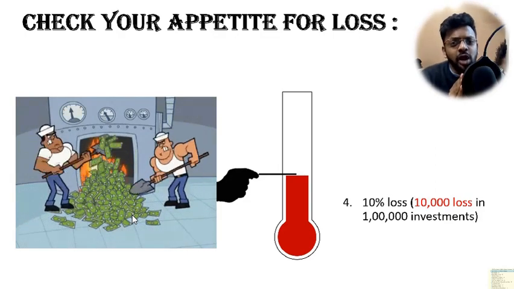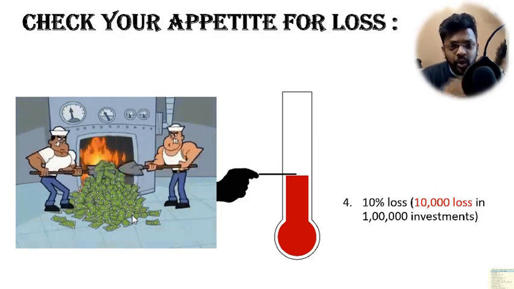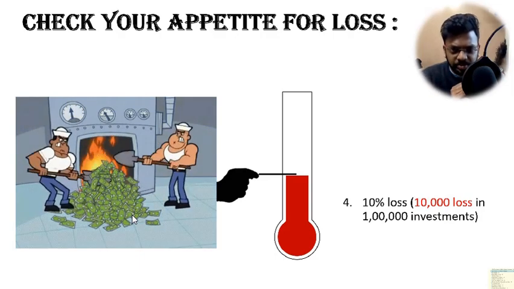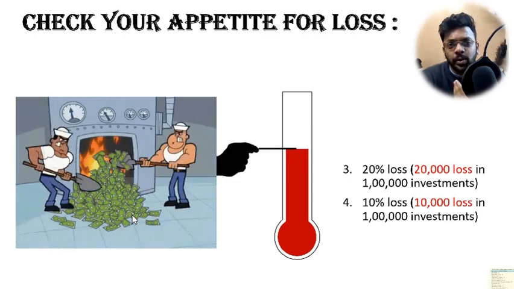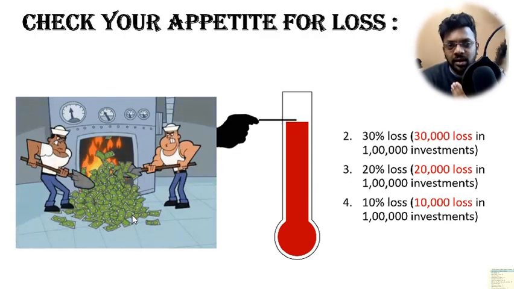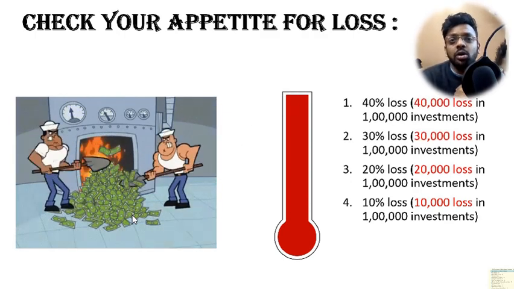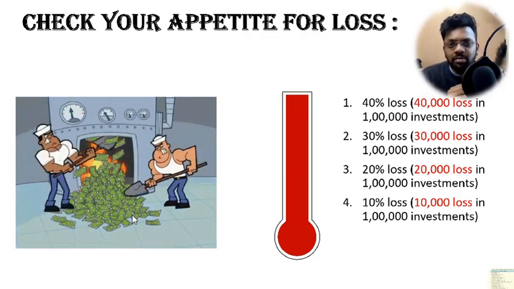If tomorrow your stock is down by 10%, will you get out of your position? Or if it is 20%, will you go out? Or if it is 30, or if it is 40. So different persons have different levels of risk appetite. So we should find what our level is.